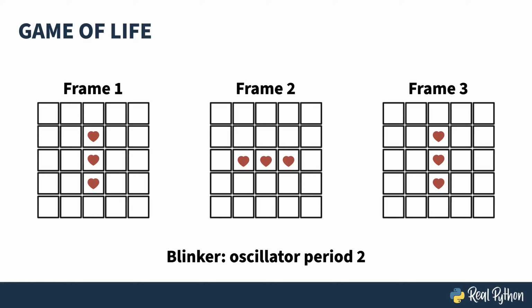It's part of a family of patterns known as oscillators, named that way because they loop endlessly through a series of frames. Our vertical bar becomes a horizontal one in the next frame, and in the following frame goes back to being vertical.